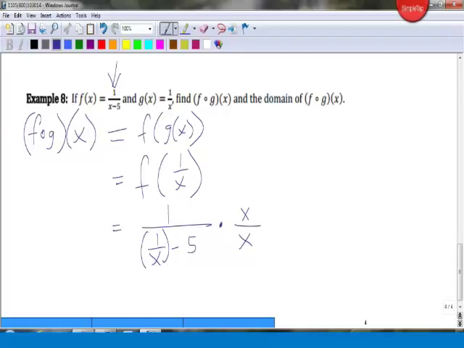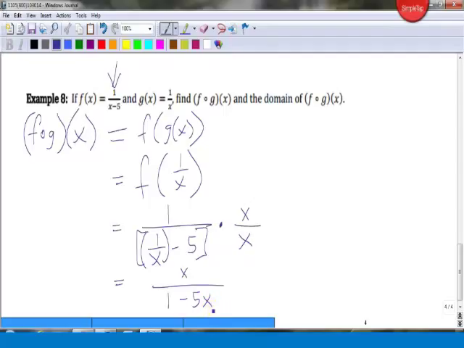When you multiply by 1, you can change the way an expression looks without changing its value. That's what we want to do. 1 times x is x. Now, if we take that x down in the denominator and distribute it across the 1 over x minus 5, x times 1 over x gives us 1, and x times negative 5 gives us negative 5x.